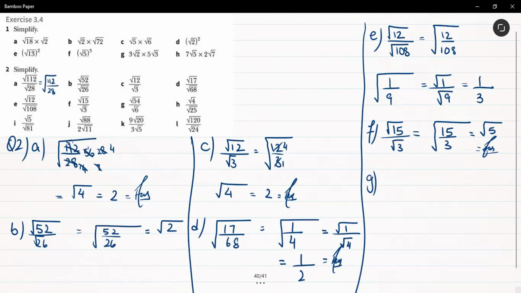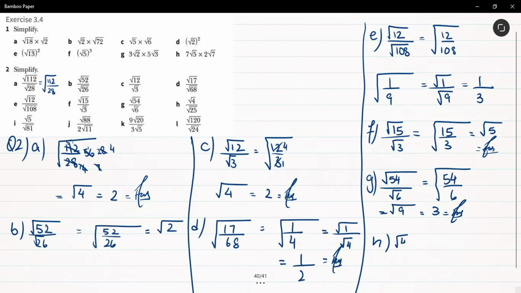For part G, we have under root 54 divided by under root 6. And that would be essentially equal to 54 divided by 6 in an under root. So what's 54 divided by 6? I'll put these values in my calculator and that's equal to 9. So under root 9 would be our answer, which would simplify to obviously 3. And 3 it is.